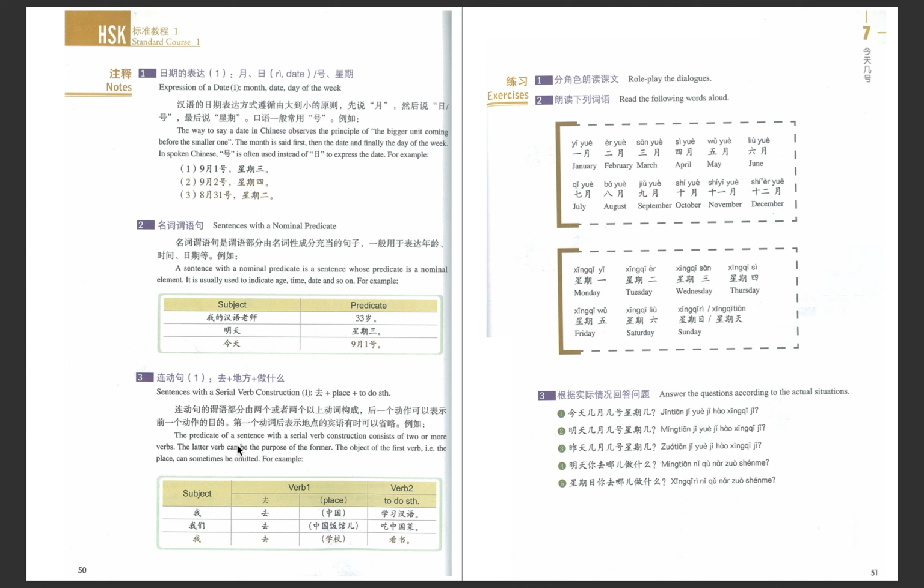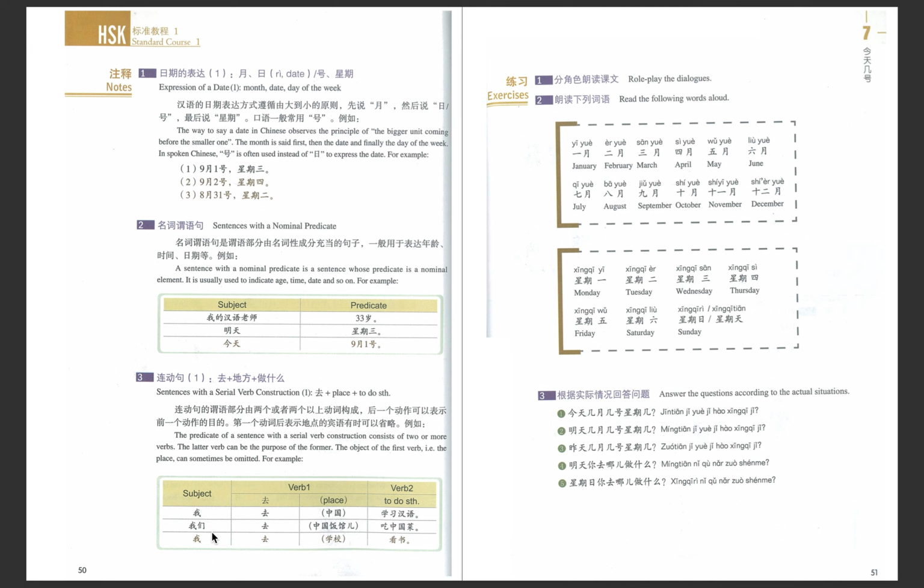Okay, number 3 next. 去 plus place plus to do what? 我去中国学习汉语。我 I, 去 to go, 中国 China, 学习汉语, 学习 to learn, 汉语 Chinese language. So I go to China to learn Chinese.